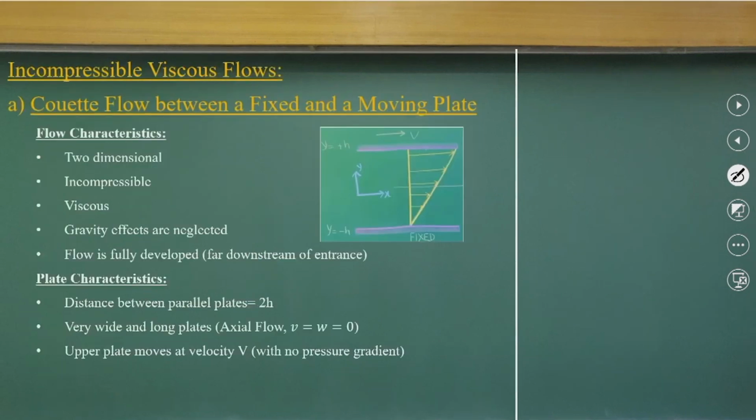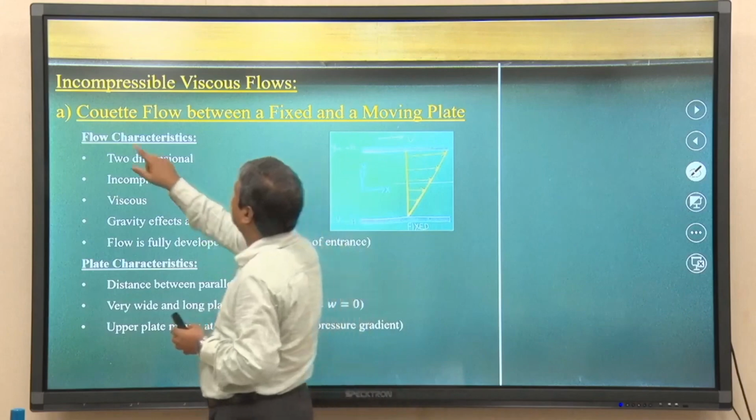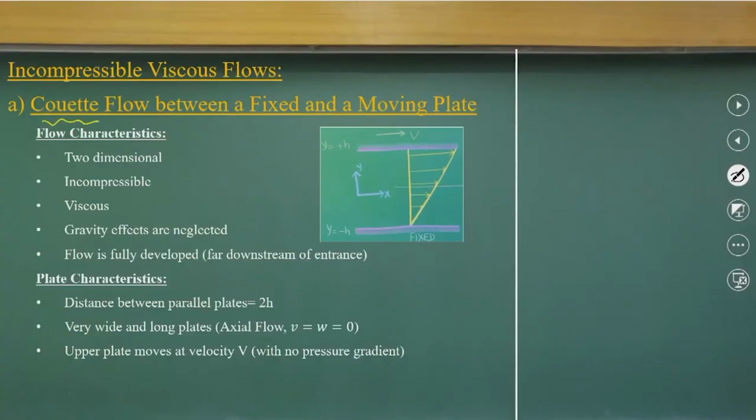Now, coming back to doing some simple approximations using the Navier-Stokes equations to get simple solutions for viscous flow between a fixed and a moving plate. The condition is that I have a fixed plate, so the velocity is 0, and I have a moving plate with velocity V. I am looking at what the velocity distribution would be.